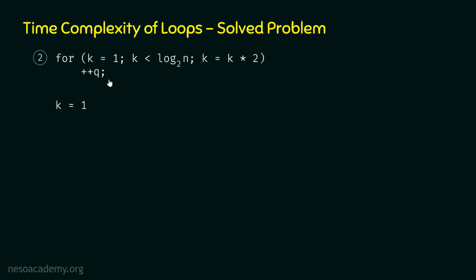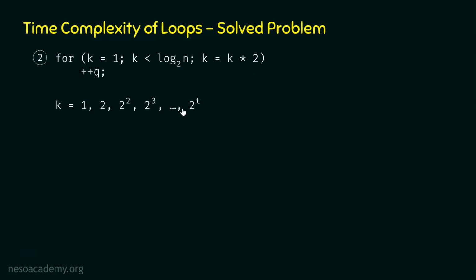After execution of the statement, k is updated to k times 2. So the new value of k is 2 because if we multiply 1 by 2, we will get 2 as the result. So this is the value of k in the second iteration. Then in the third iteration, we know k is multiplied by 2 once again. So we will get 2 power 2 in the third iteration as the value of k. In the fourth iteration, we will get 2 power 3 because 2 power 2 is multiplied by 2. This will continue up to, let's say, 2 power t.